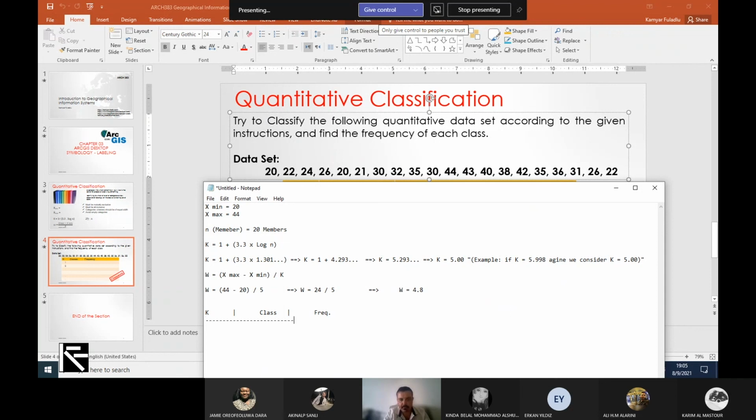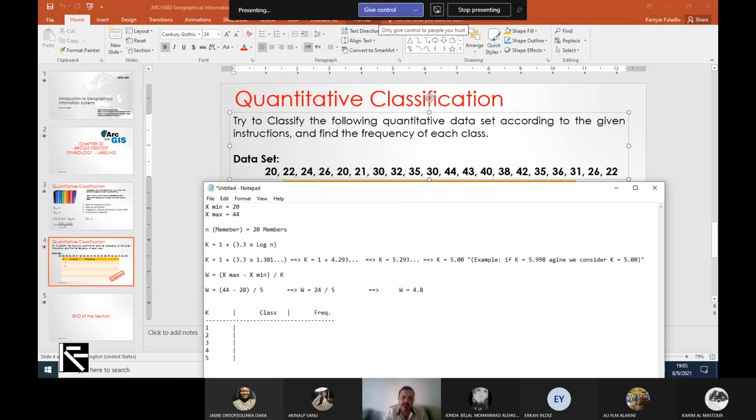Here, and let's draw a line under it, similar to the table. So what is K? K is 5. It means that we have 5 classes: 1, 2, 3, 4, 5 classes. Now, what is the W, or width, of the class? It is 4.8. Now I need to write the interval of the classes.